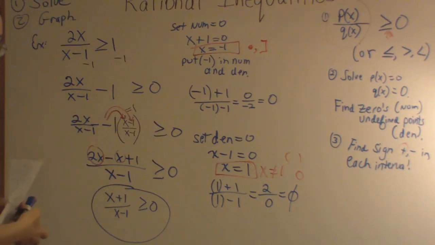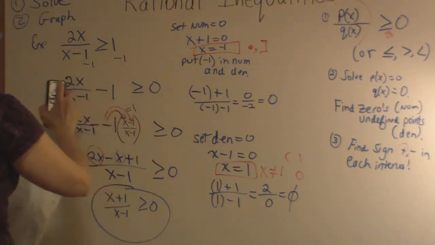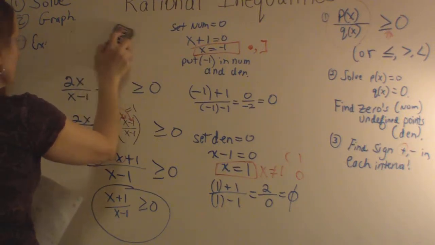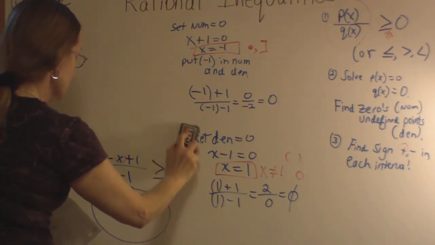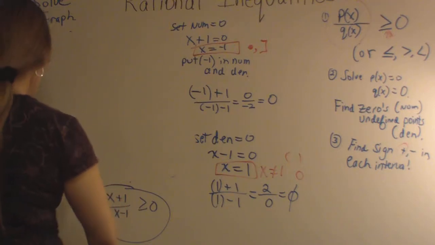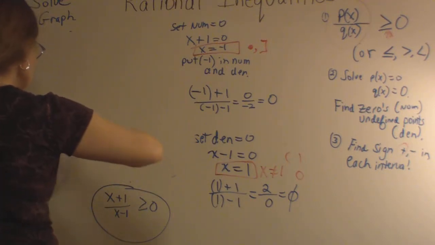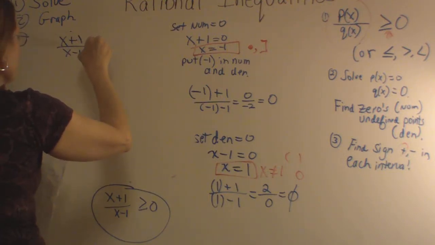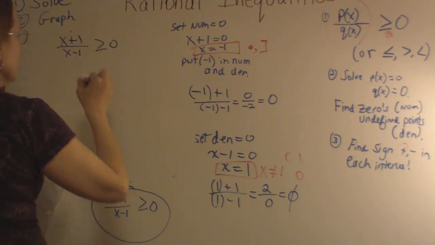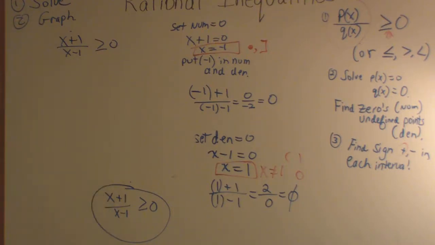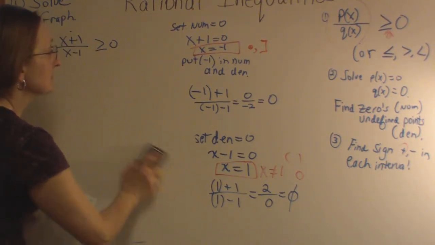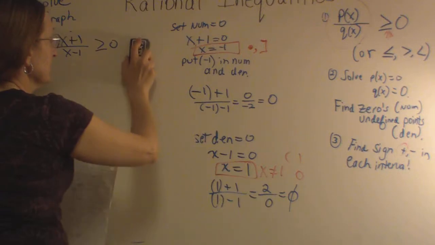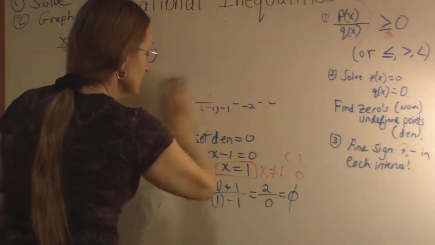Okay. So let me erase this for the sake of getting some room, and I'm going to rewrite my expression up there. So we have x plus 1 divided by x minus 1 is greater than or equal to 0. So this is all you need now to continue with the rest of this problem here. Okay, I'm going to erase all this as well.